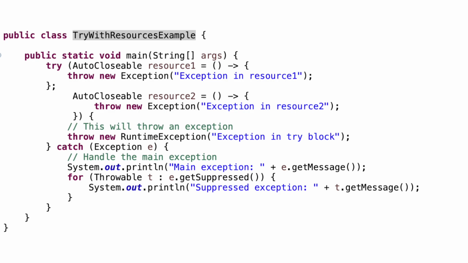If you take a look at this example, the output is going to be the main exception in try block, and then we have two separate suppressed exceptions: exception in resource 1 and exception in resource 2. How did this happen? Like I said before, the first exception is going to be your try block one and then your suppressed ones. How are we getting these suppressed ones? We are iterating over the suppressed exceptions and printing them one by one, right? So it's not very complex code, but this gets you the idea.